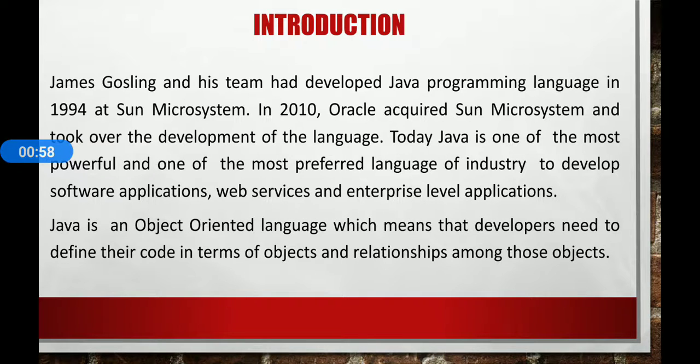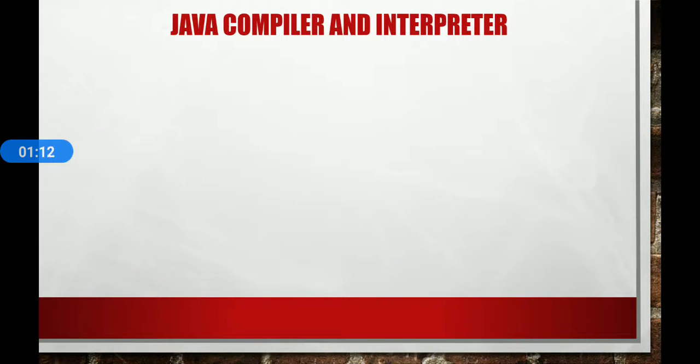Java is an object-oriented language, which means that the developer needs to define their code in terms of objects and relationships among those objects. Now let's discuss the Java compiler and interpreter.